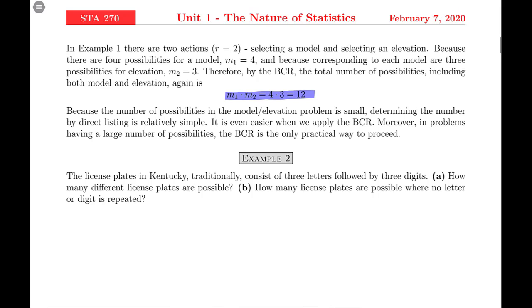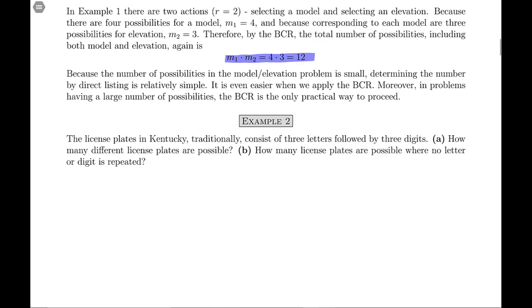So example 2, we're talking about license plates. The license plates in Kentucky traditionally consist of 3 letters followed by 3 digits. Part A, how many different license plates are possible? And part B, how many license plates are possible where no letter or digit is repeated? So now we're going to look at something a little bit different. First, let's look at part A.